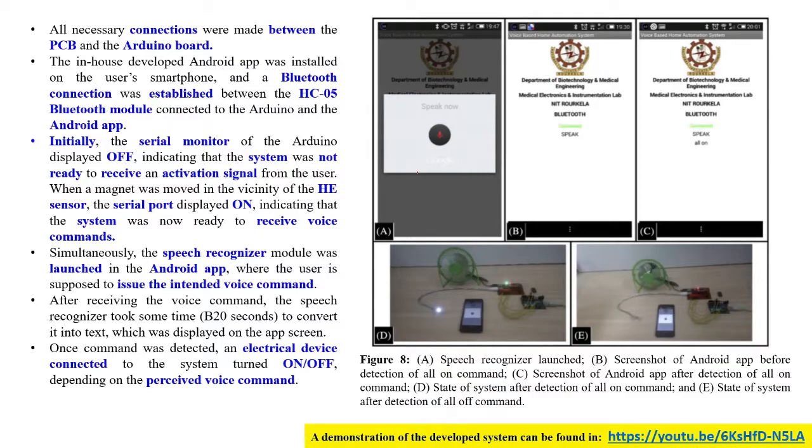Now this is the app which the student developed. There would be some modules like this one where you need to speak. Over here your Bluetooth is connected, and it would say speak now. When you speak, whatever you say, that command will be shown just below. The first command was given as all on, which means both the fan and the USB light were activated, and in the second command both of them were put off. Okay, so let's see the demonstration over here.